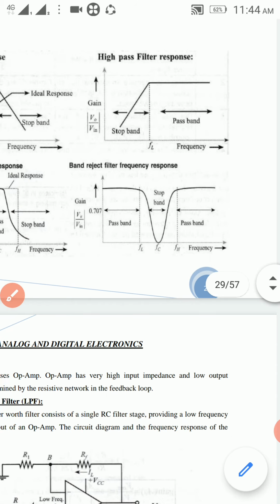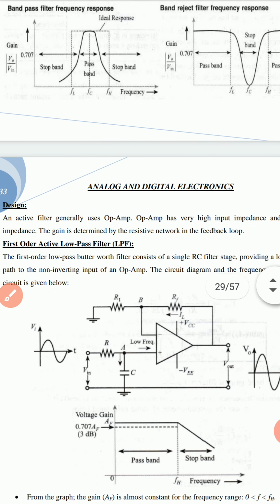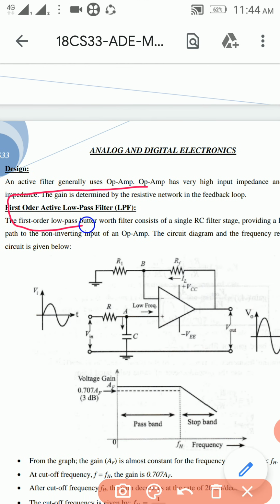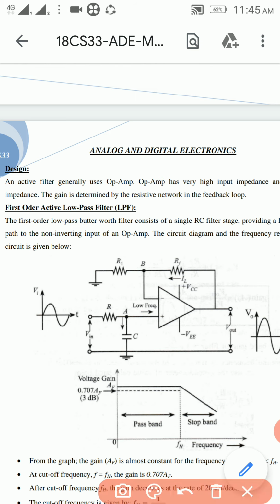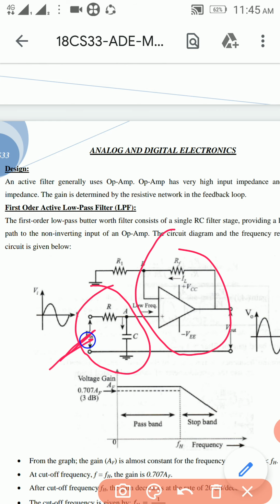Coming to the next topic, the design of the first order active low pass filter. It consists of an operational amplifier. See here, this is the operational amplifier, and this RC network is an extra element added to the circuit. This is the first order active low pass filter. This RC network is connected to the non-inverting terminal of the operational amplifier, and it provides a low frequency path to it.